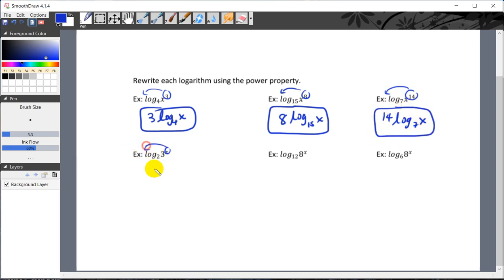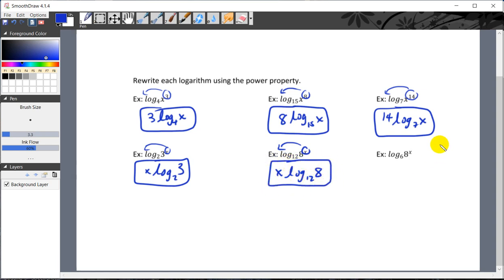Now take this, bring it down: x times log base 2 of 3. Take this x, bring it down: x times log base 12 of 8. Take the x, bring it down: x times log base 6 of 8. That's all I'm asking you to do for this one.